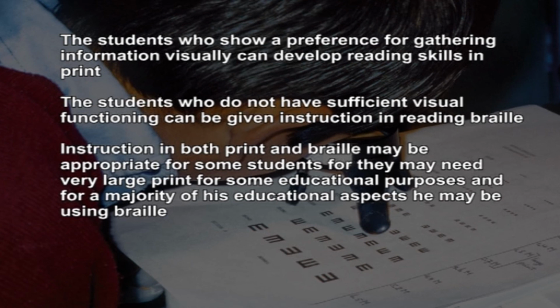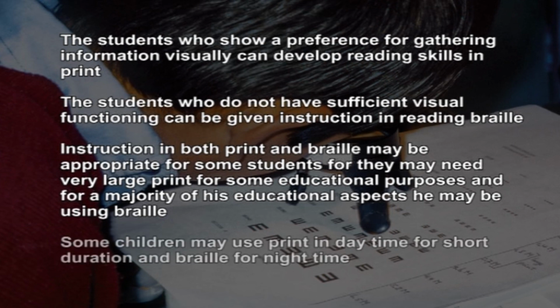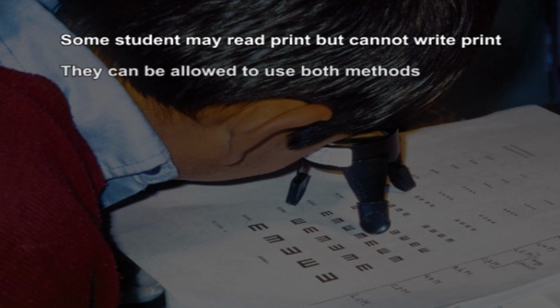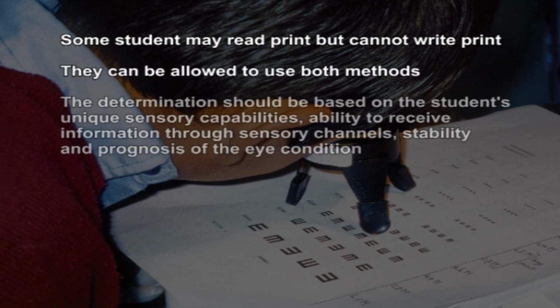Instruction in both print and braille may be appropriate for some students, for they may need very large print for some educational purposes, and for a majority of their educational aspects they may be using braille. Some children may use print in daytime for short duration and braille for night time. Some students may need print but cannot write print. They can be allowed to use both methods. The determination should be based on the student's unique sensory capabilities, ability to receive information through sensory channels, stability and prognosis of the eye condition.